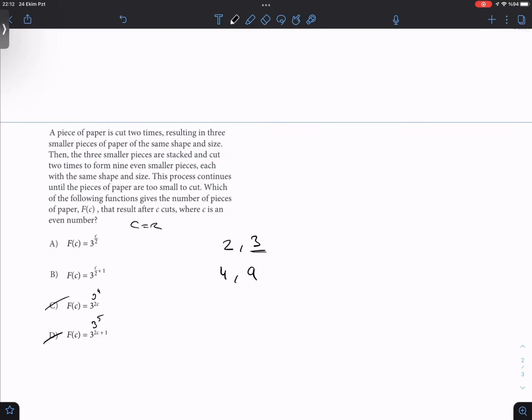So 3 to the power of 2/2, which is 3 to the power of 1, equals 3. Just to check, 3 to the power of (4/2), which is 3 squared, is 9. So our final answer is A.